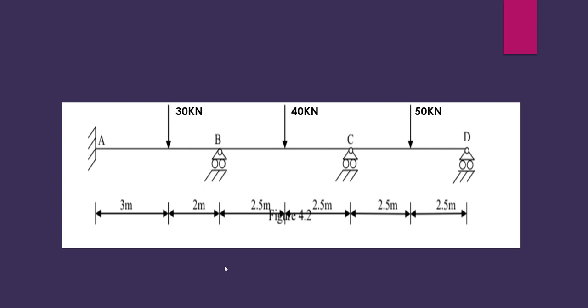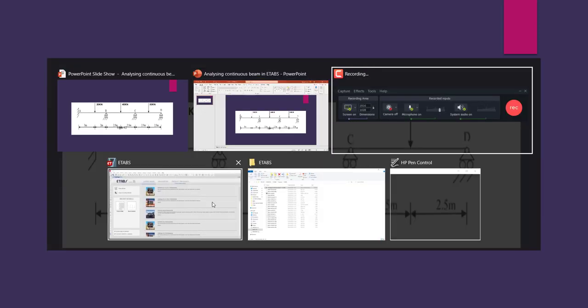Today we are going to see how to analyze this beam in ETABS. This is a beam. We have a fixed support, roller, and roller support, and we are applying the loads. Here we have a load at 3 meter span, and here we have loads at midspan. So let us see how to analyze this in our ETABS.